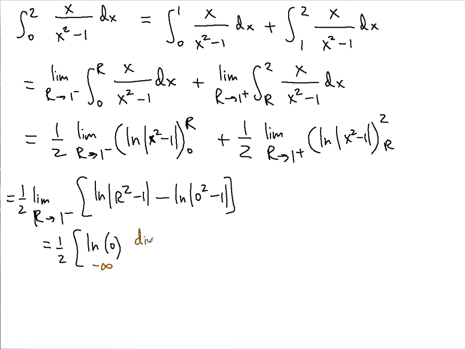So there is divergence. Since there's divergence, no matter what happens in the other parts, there will be divergence of this original integral. So we say that the original integral from 0 to 2 of x over x squared minus 1 dx is divergent.